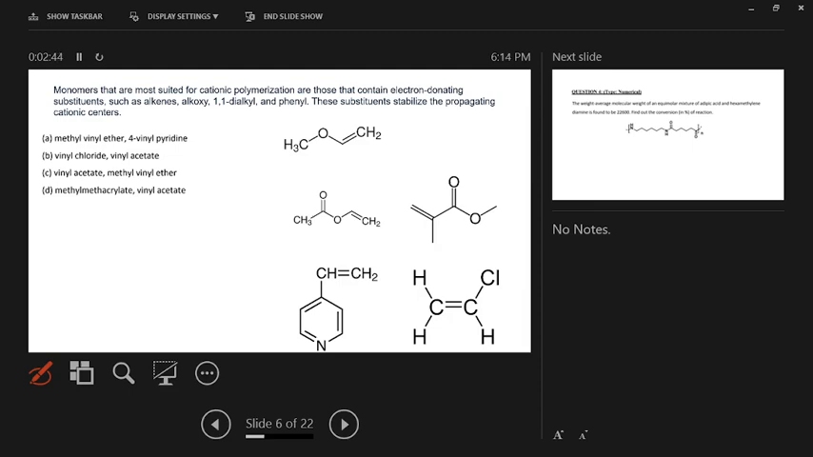Monomers most suited for cation polymerization are those with electron donating substituents. Why? Let me give you one example. Suppose there is a double bond here and one N plus is coming here. When it is making a bond, if there is an electron donating group, EDG, then it will stabilize this cation, and the rate of polymerization will be high. Now we will discuss the structure of various monomers and finalize whether each is suitable for polymerization or not.